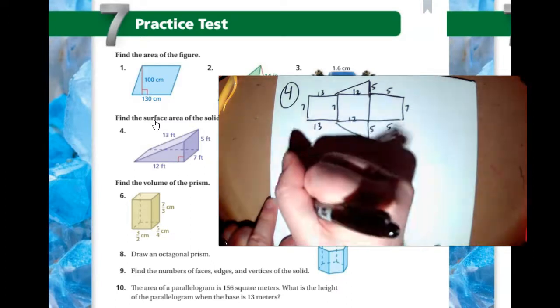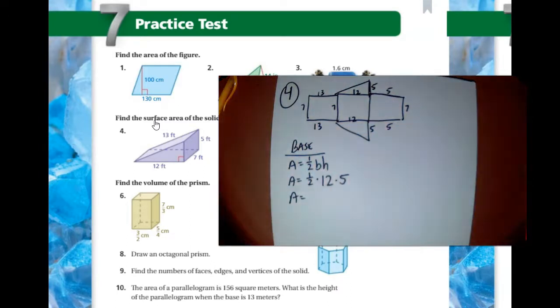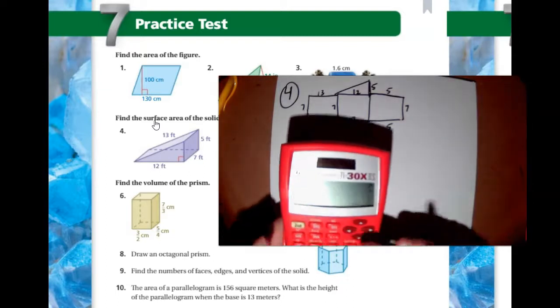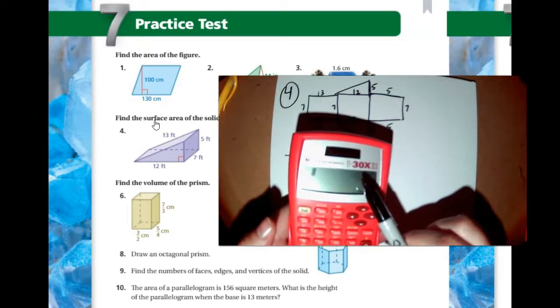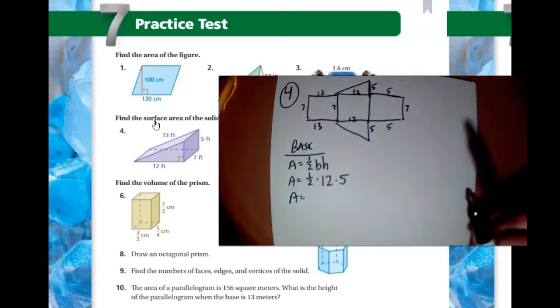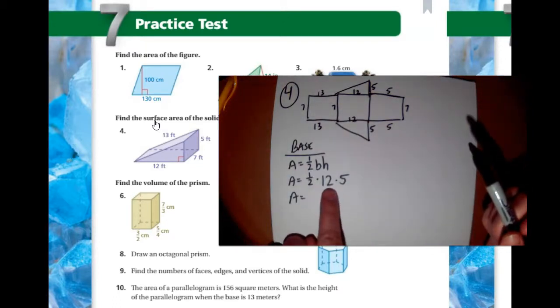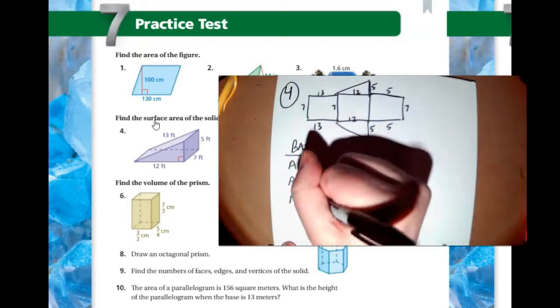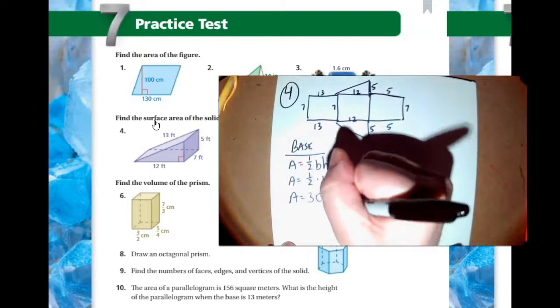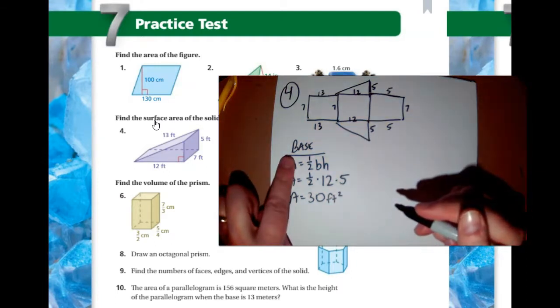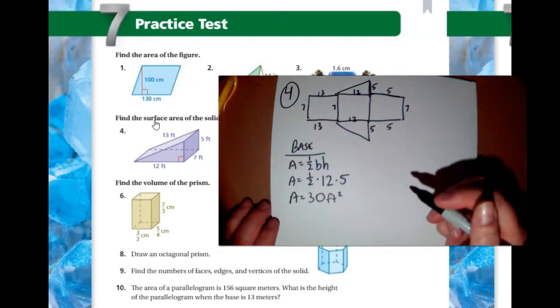12 times 5. Now, just to get you in the habit of using your calculator, of course, you can always pull out that calculator. This is the TI-30X2S. It's a good one to use. If you want to use it, you can. Mentally, though, half of 12 is 6, and 6 times 5 is 30. So I know this is 30 square feet for one base, right? I know I have two bases, so keep that in mind.